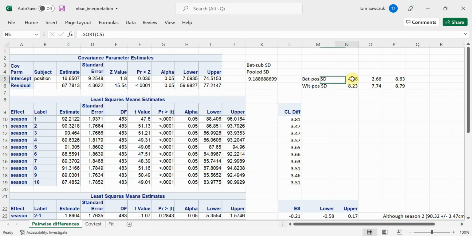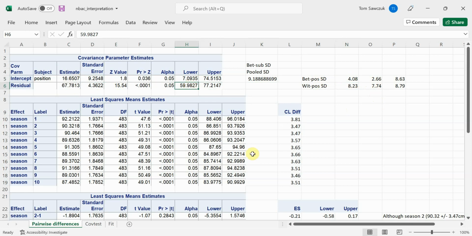We could also look at the standard deviations for our between position and within position. And again, this is just a square root of these variables. So square root here, then for the lower and upper, we're going to square root the lower and square root the upper. Same again for the within position, square root 67 for 8.23, and then your lower and upper, just square root these two numbers.